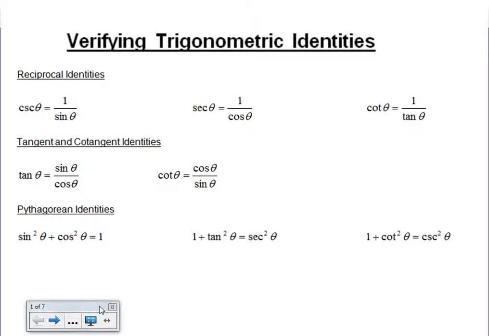So at the top of your notes, you're going to see several different identities. Let's start with the first group. The first group is called reciprocal identities. What does the word reciprocal mean to anybody? Flipping a fraction, right? Flipping a fraction.